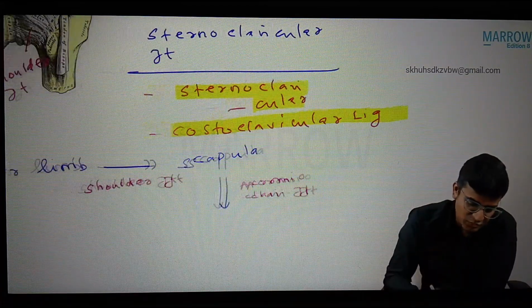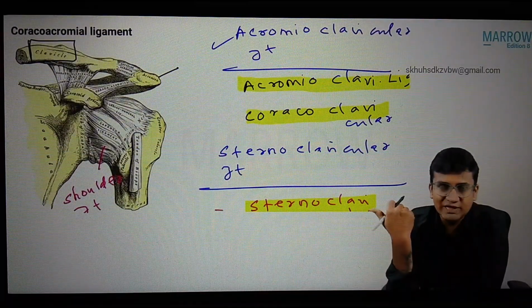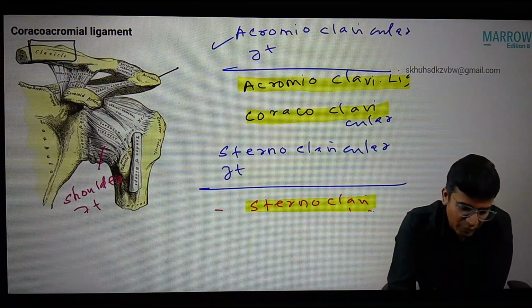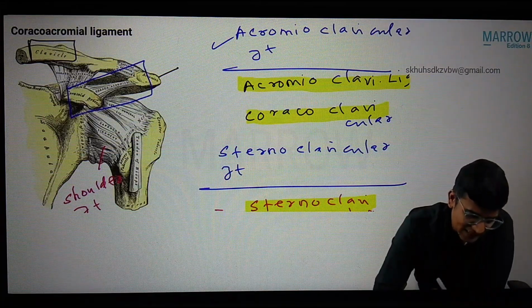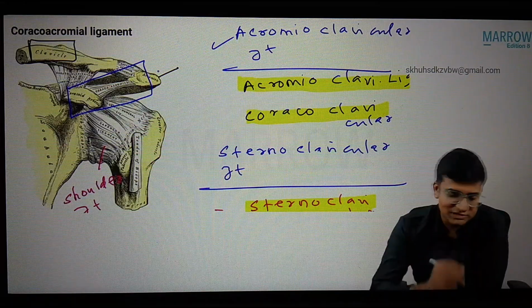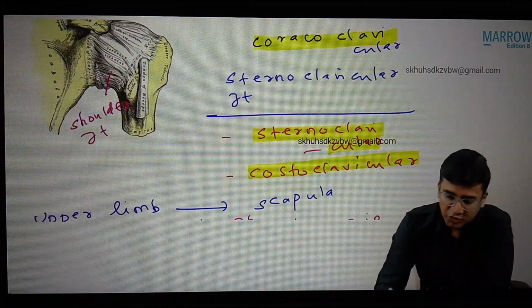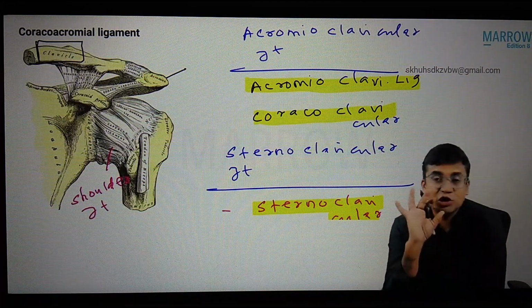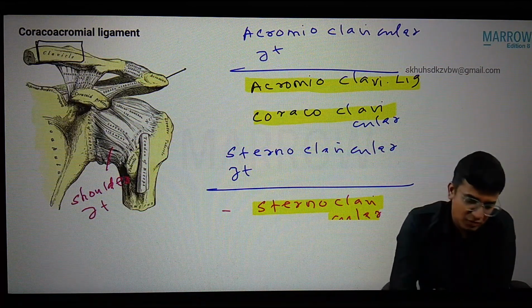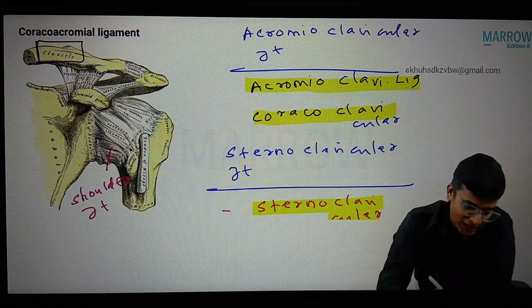Okay. The question is, which ligament is not involved in the weight transmission from the upper limb to the trunk? Now we have one ligament. Now see this ligament. This ligament is coming from the acromion process to the coracoid process. So these are the ligaments involved in weight transmission. You have to know one more ligament. Now that ligament is not transmitting the weight. What is that? That ligament is connecting the two processes of the scapula.